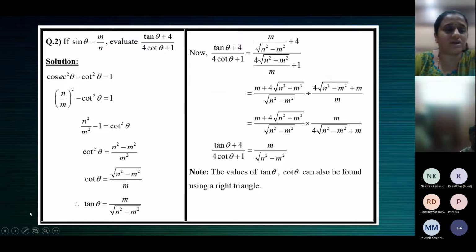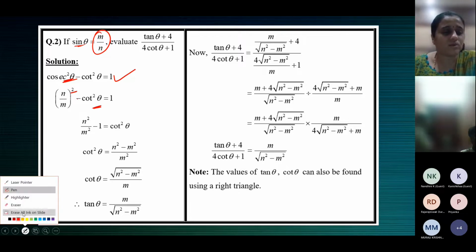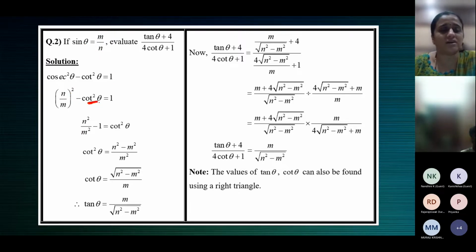Okay, let's see the answer. We choose this identity. Sine theta is m by n, so cosecant theta will be n by m, the reciprocal. Since it's cosecant square theta, we square it here, minus cot square theta, which we do not know, is equal to 1. Now solve this. What are you solving to find? You're solving to find cot theta. So now n square by m square minus 1 is equal to cot square theta, because we are trying to find cot square theta or cot theta. So we'll take this minus cot square theta to the other side.